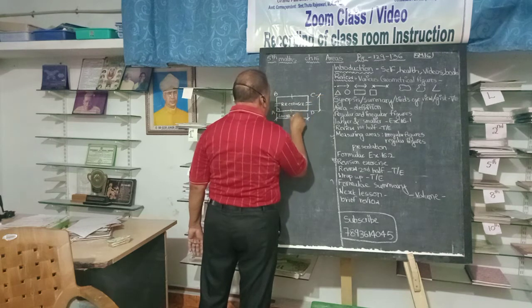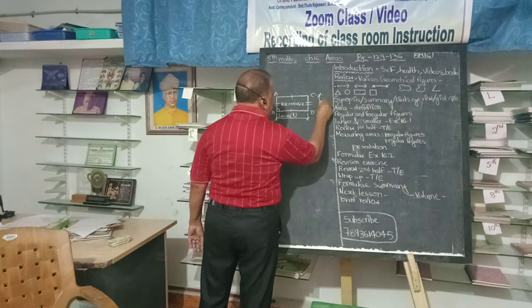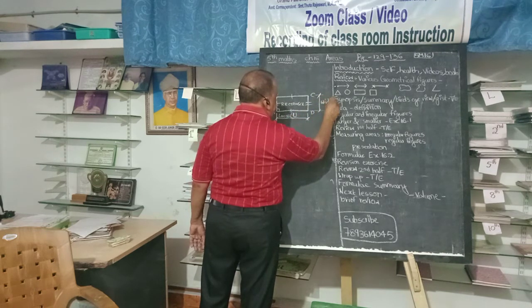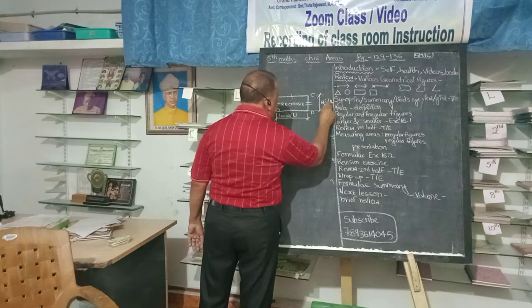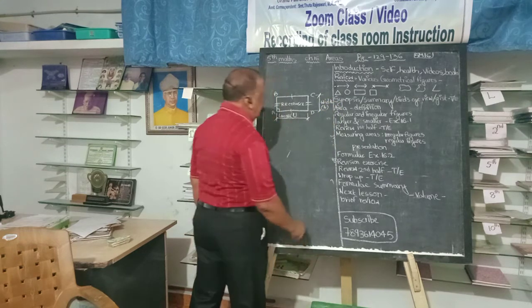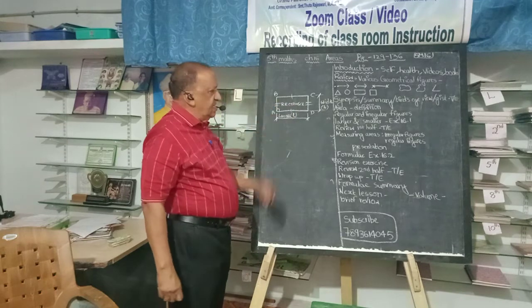See, the length is small l. This is the width, small b. That's what it is. So that's how you represent a rectangle.